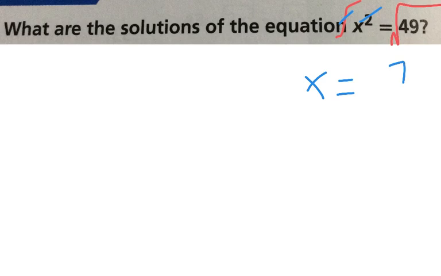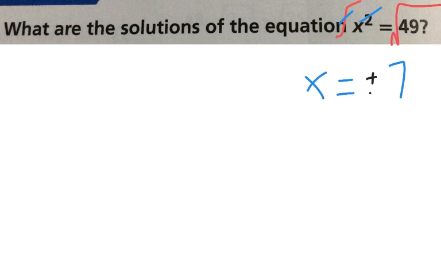Here's the one thing you have to remember. What did we do to both sides? We took a square root. Anytime I choose to take a square root, I must always account for two possibilities. Positive or negative 7. Because what number times itself is 49? Well, it could be 7 times 7. It could be negative 7 times negative 7. Both of those could work.